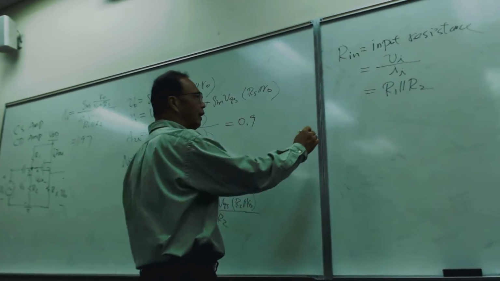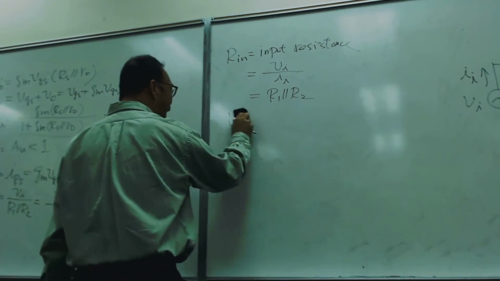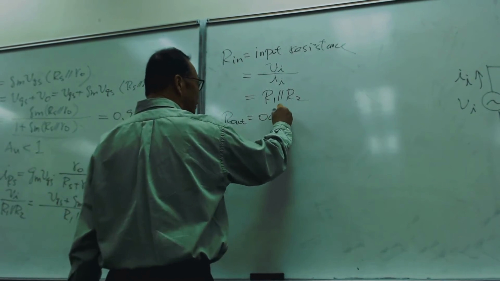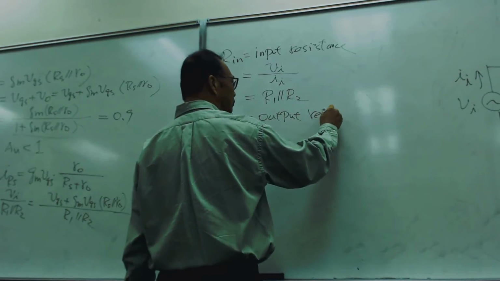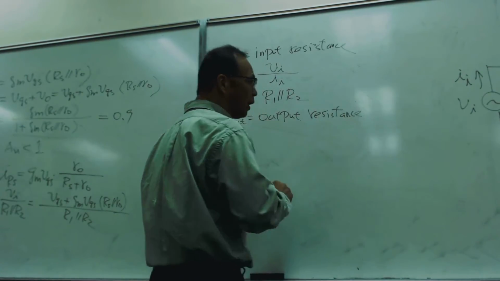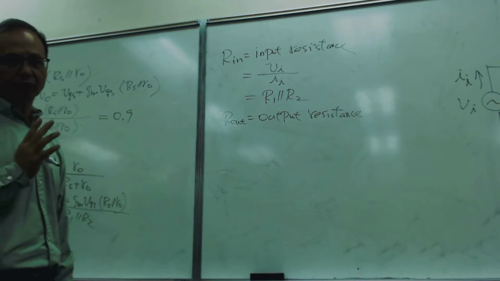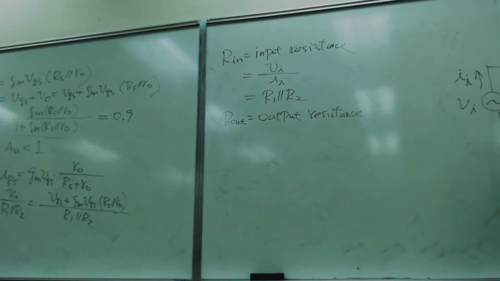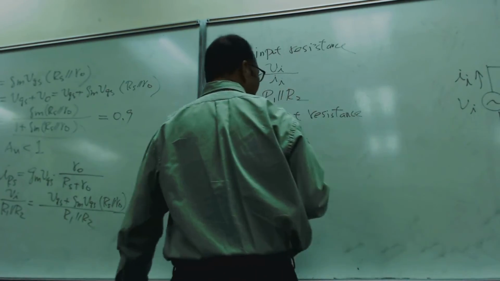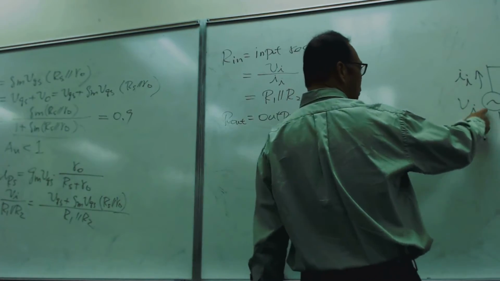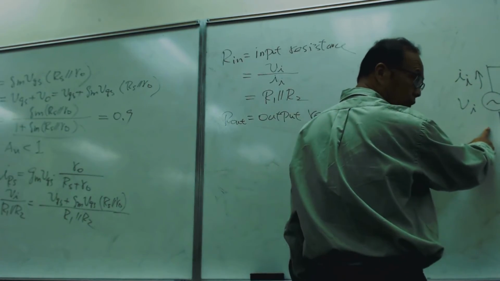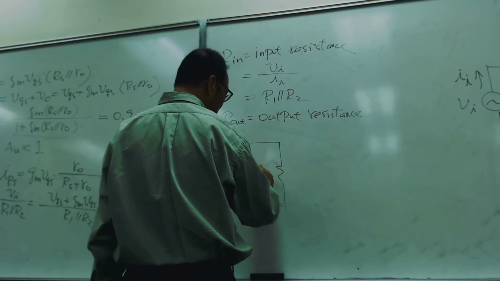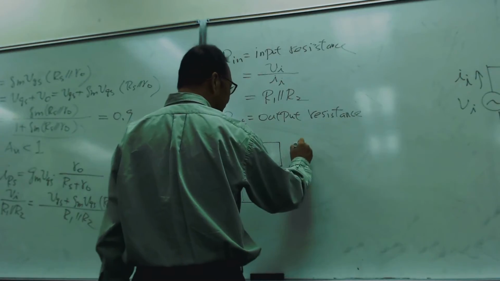Okay, then let's try to find out what R out is, which is called the output resistance. To do this one, you have to use the Thevenin equivalent circuit. So basically, you have to put a test voltage at the output. And then when you do the test voltage, this one will become a short. So that becomes a short. R1 in parallel with R2.